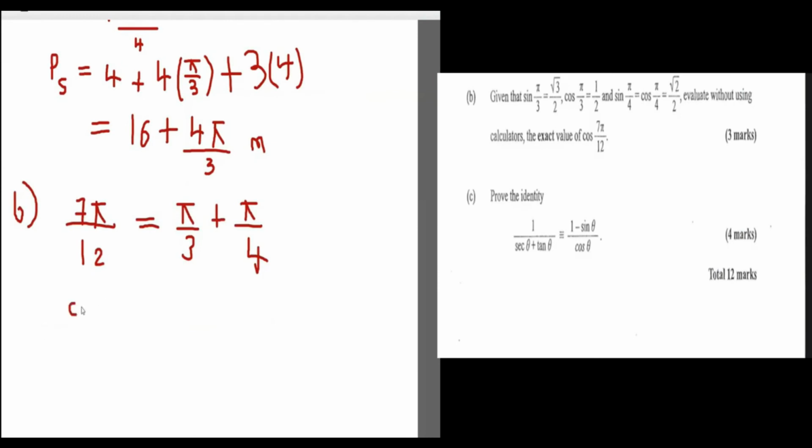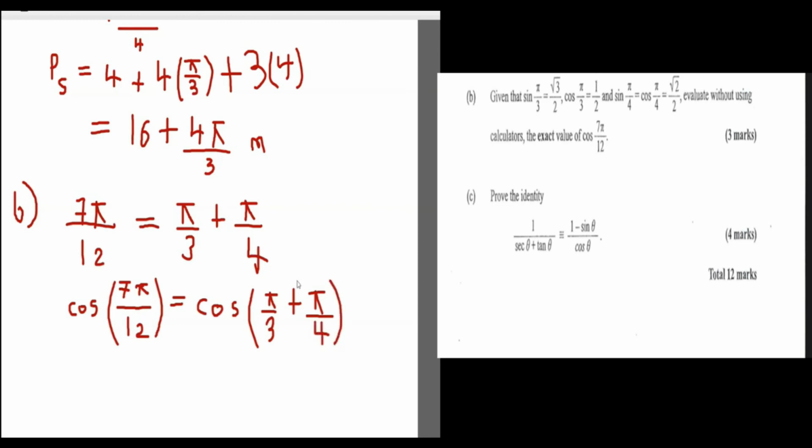So therefore, the cos of 7 pi by 12 is going to be equal to the cos of pi by 3 plus pi by 4. That's all they're doing. Cos of 7 pi by 12 is the cos of pi by 3 plus pi by 4. Nice and easy. That's all they're saying.